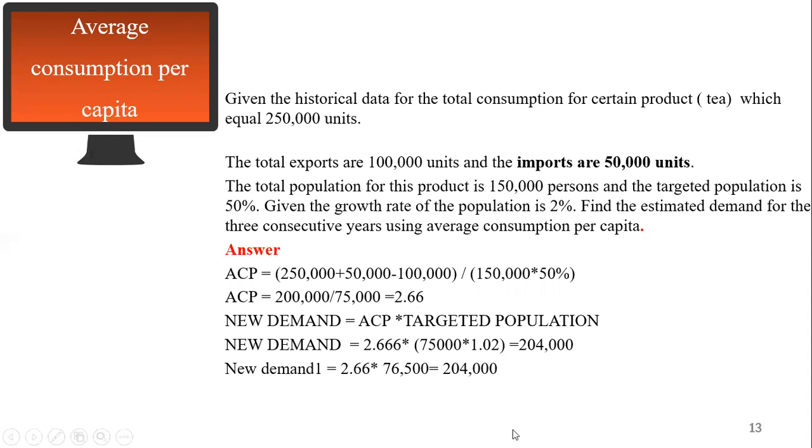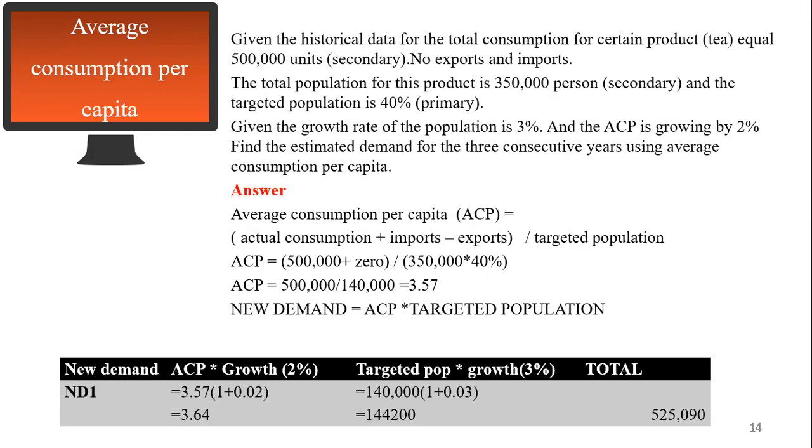So this is easy because the ACP is 2.66 and the target population, which is now 50% of this 150K, is 75K. Times the growth rate, because the population here is growing by 2%. So the new demand, by multiplying the ACP times the target population, will give you 204K units. So this is the new demand for the coming year, 204K. This is the new demand for your own project. Brilliant. So if I take this demand, I can make a forecast for whatever happens.